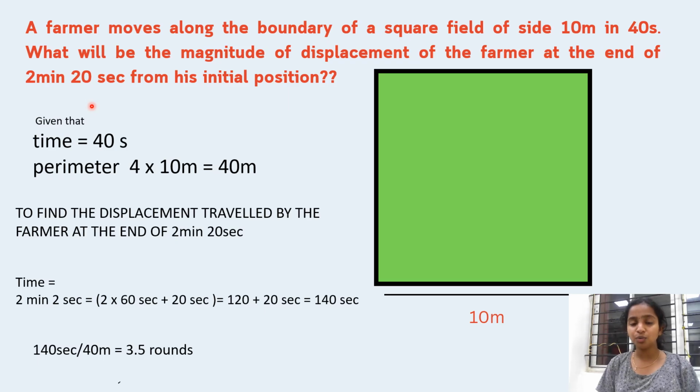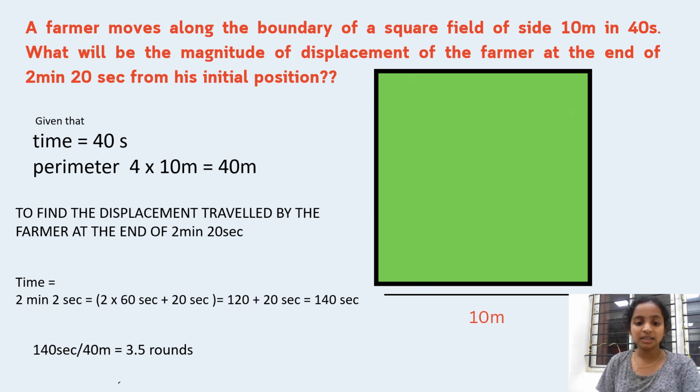So, can we move on to an important problem from this session? The problem is, a farmer moves along the boundary of a square field of side 10 meter in 40 seconds. What will be the magnitude of displacement of the farmer at the end of 2 minutes 20 seconds from his initial position? So, consider this as a square field of side 10 meter.